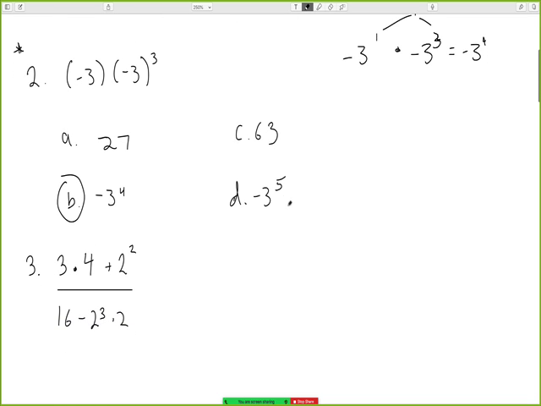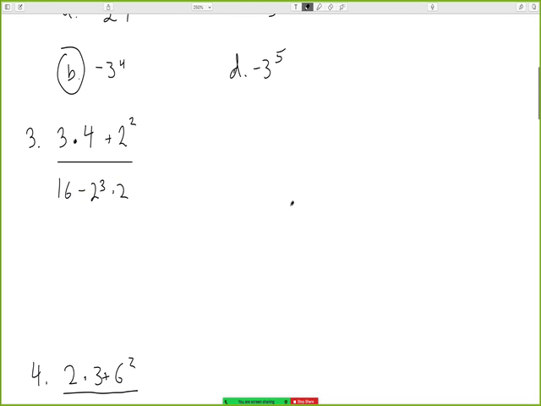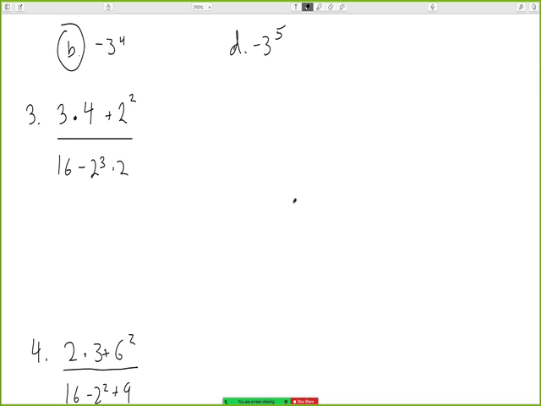Okay, let's move on to 3. This is order of operations, so we need to remember PEMDAS. So do your parentheses first if there is one. There's none. And then do your exponents. And then do your multiplication. And then divide. And add. And then subtract.